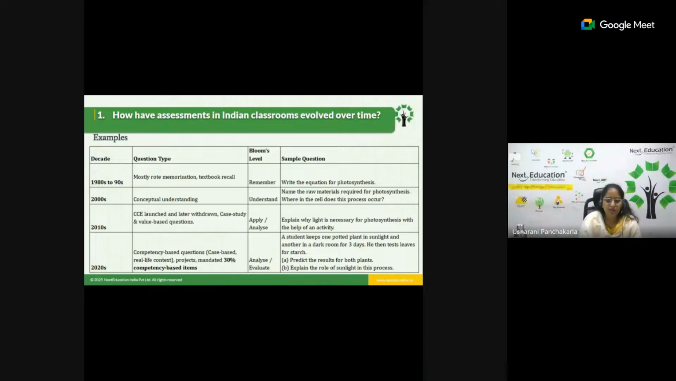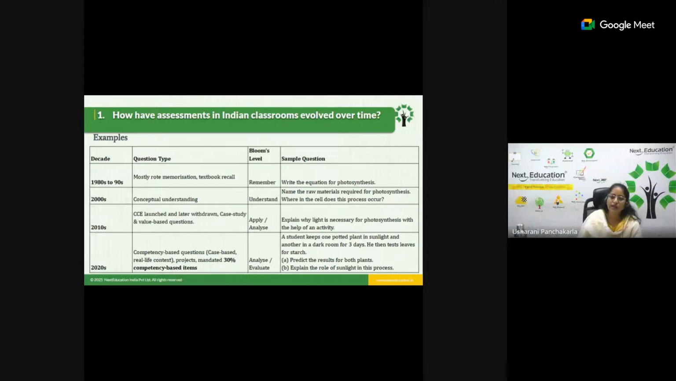Now, in 2020 it is mandated that 30% of the questions should be competency-based items, nothing but your questions. And this is a pattern of question which has been taken from the board exam. A student keeps one potted plant in sunlight and another in a dark room for 3 days. He then tests leaves for starch. Predict the results for both plants, explain the role of sunlight.